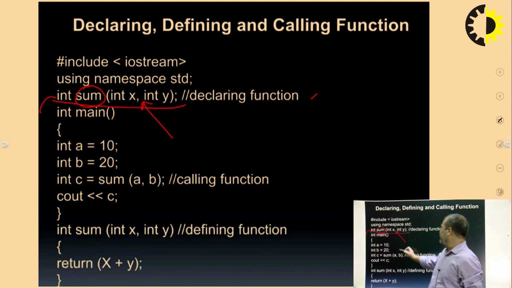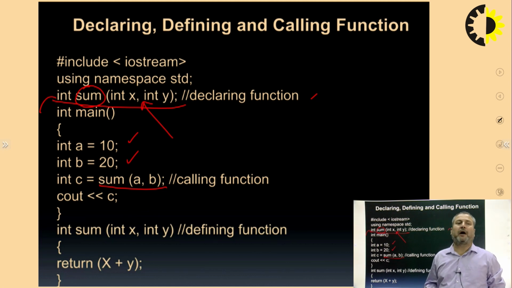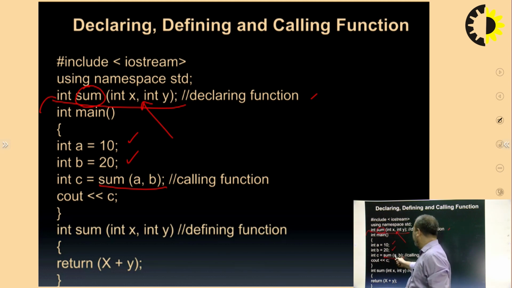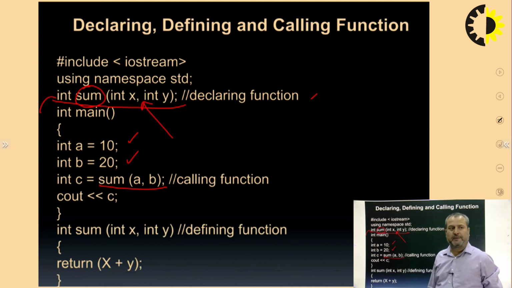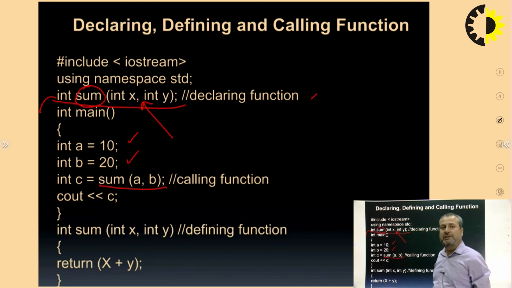For example, suppose a equal to 10, b equal to 20, and this is called function calling. How does a function get called? Just by specifying the name of the function and the arguments. This is called the actual argument. So we have passed a, that is 10, and b to the function sum.